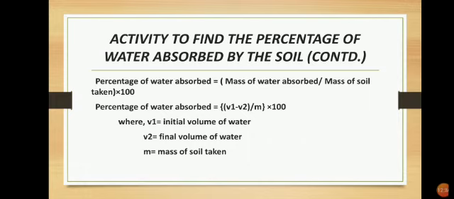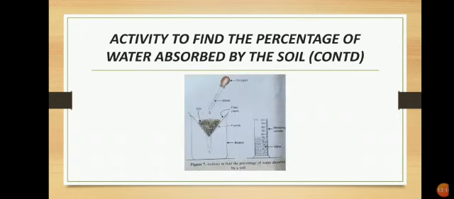So by using this formula, you can find out the percentage of water absorbed by the soil. Simple numerical sums can be given from this activity. So simply you have to understand which one is the mass of soil, which is the initial volume of water, which is the final volume of water, and then put it in this formula and find it out. Understood? Very simple activity and very interesting activity as well. Here you can see this picture.